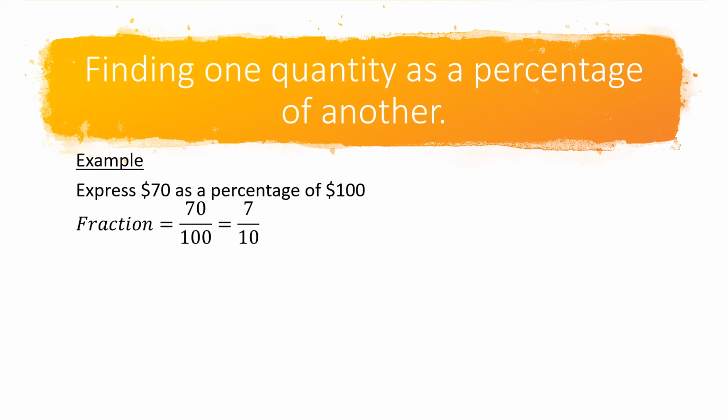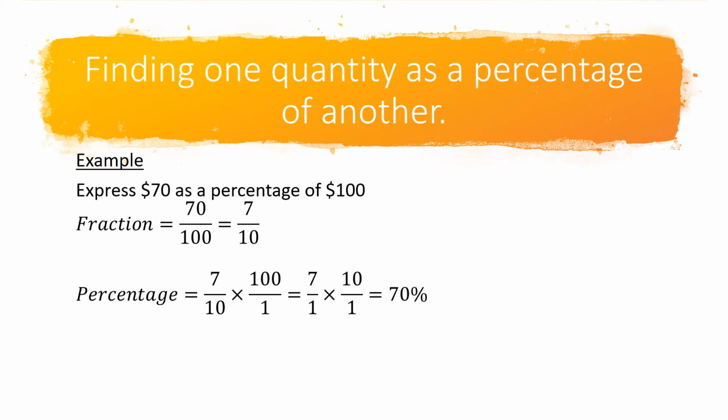Now we will multiply it by 100. And remember that 100 as a fraction is 100 over 1. So we have 7 over 10 times 100 over 1. Now we can simplify the 10 and the 100 by dividing by 10, and we will have 1 and 10. So we have 7 over 1 times 10 over 1. Multiply across the top and the bottom, and that equals 70%.